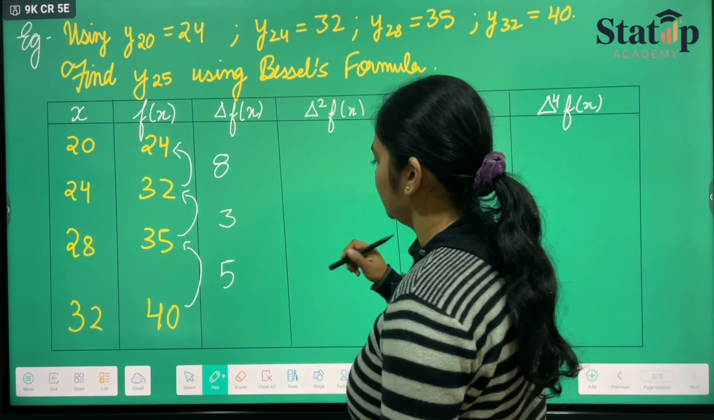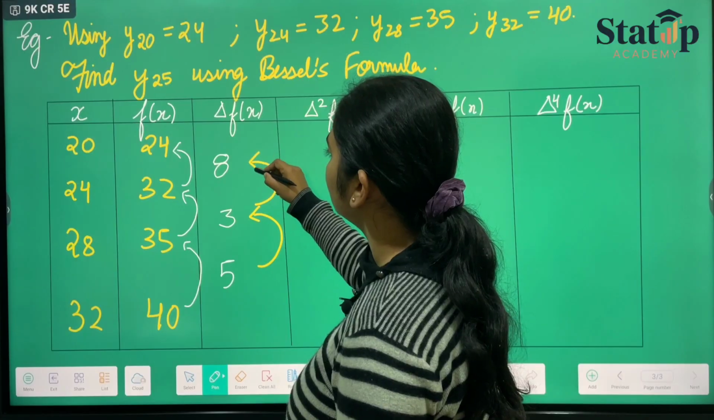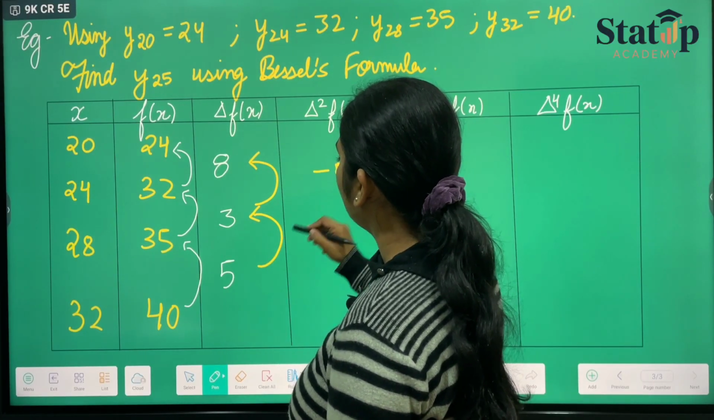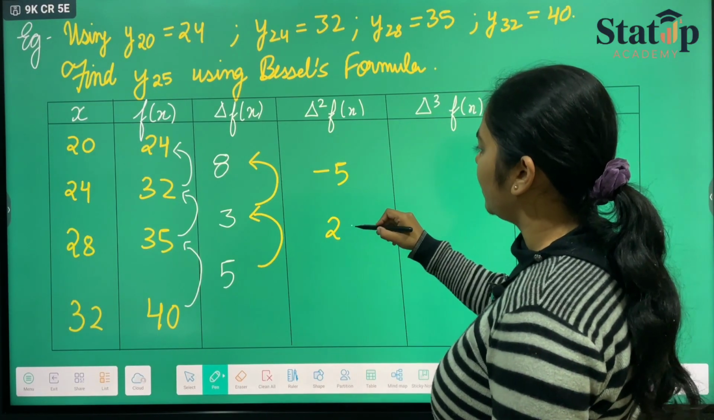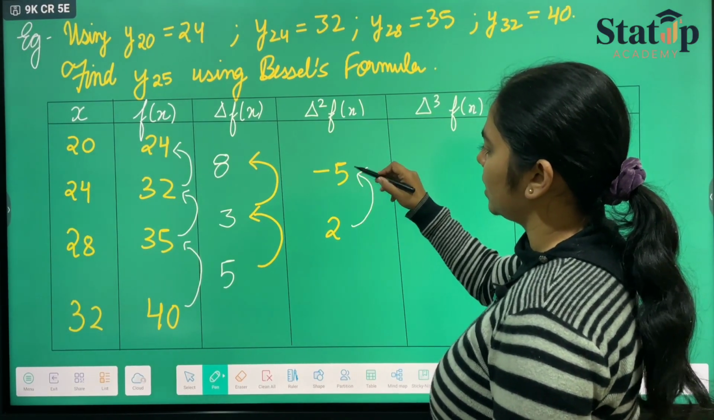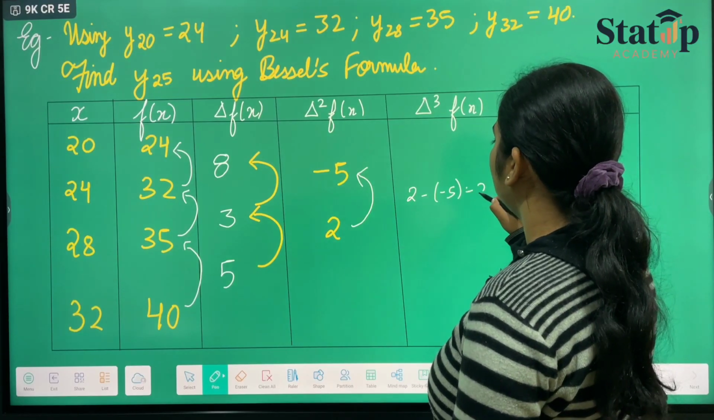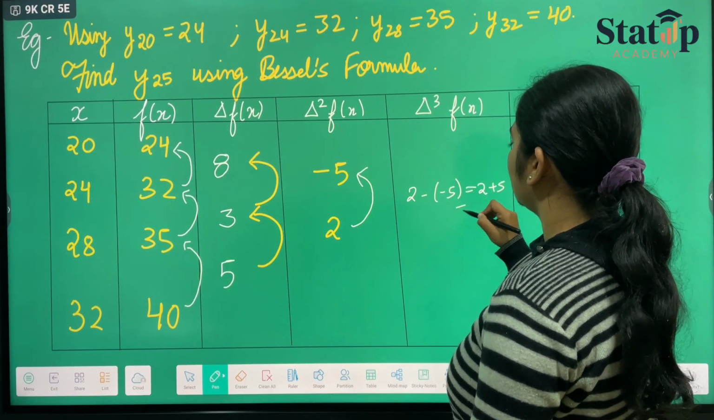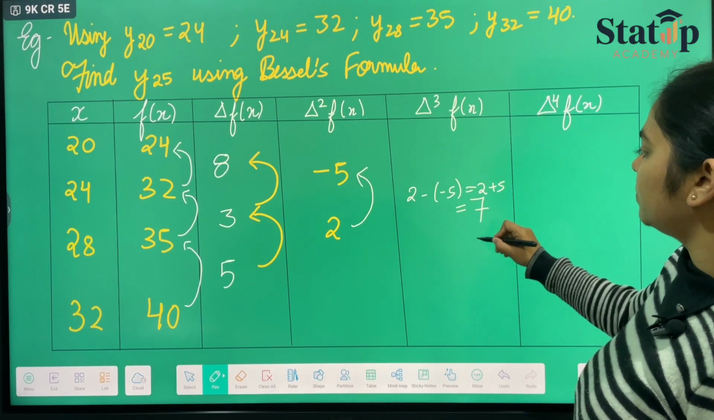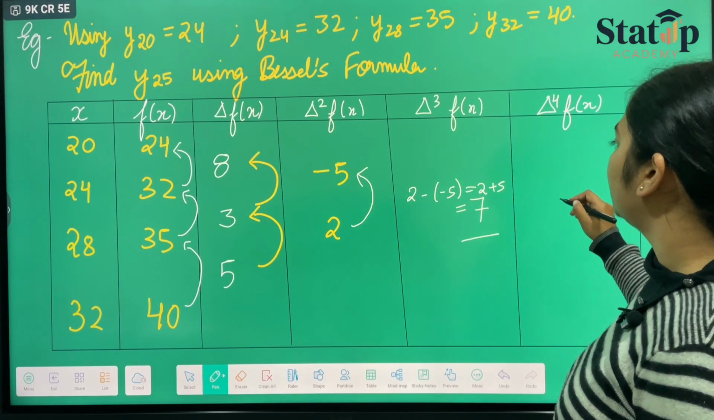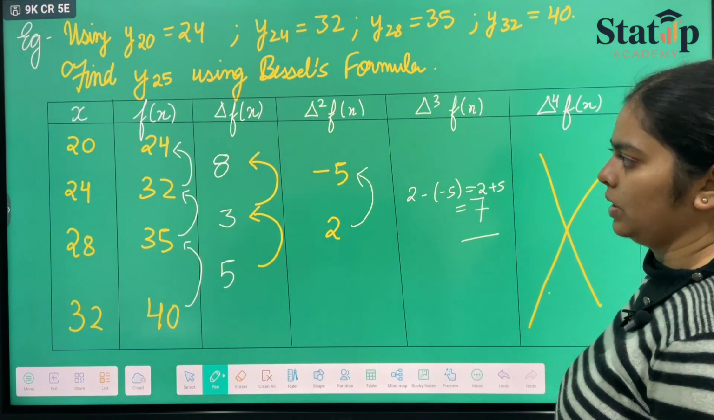Now the second difference. First 3 minus 8 will be minus 5, and 5 minus 3 will be 2. And if I differentiate this, 2 minus minus 5 will be 2 plus 5, which is nothing but 7. So it is 7. And since we've got one term here, we will not get any term in this column, and this column is useless for us.